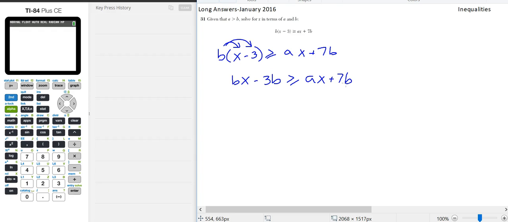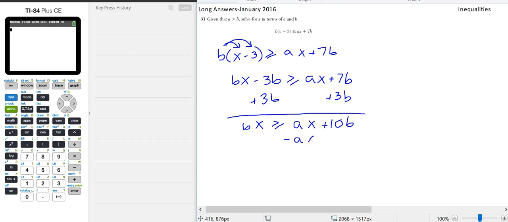Now we want to bring all of the constants to one side and all of the x's with the coefficients to the other side. a and b represent constants. They're not really variables because we're solving for x. So we're going to add 3b to both sides. bx is greater than or equal to ax plus 10b. And we're going to subtract ax from both sides. bx minus ax is greater than or equal to 10b.